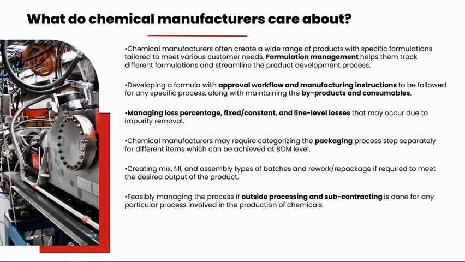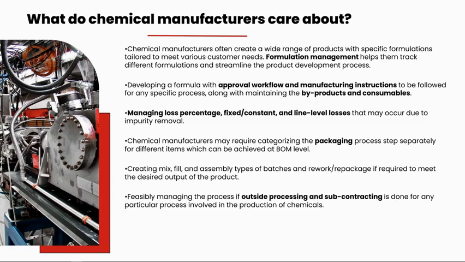Very much along the same lines. Formulation management, approvals, byproducts, and consumables we see popping up very often in these industries. Often not easy to manage if you have byproducts coming out of your batches. Some systems simply aren't designed to do this, which can create a lot of external or additional work for your employees. Chemical manufacturers are very often dealing with loss percentages and line level losses, one more time, because they're dealing with something that's not discrete products, right? We're not putting one and one together to make two in many cases.